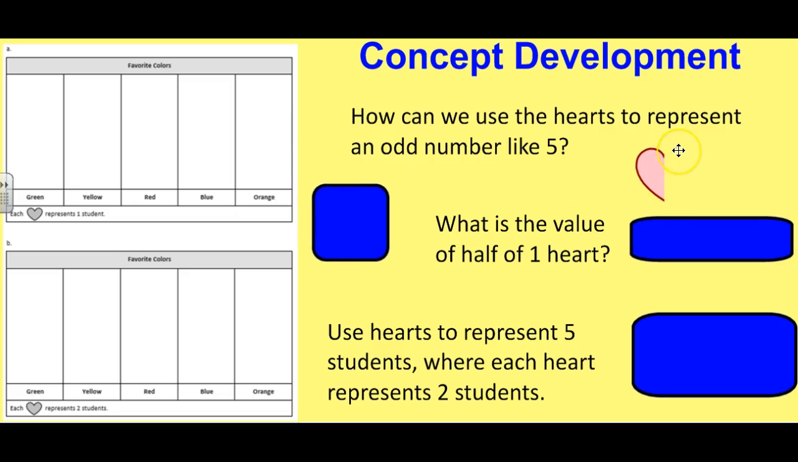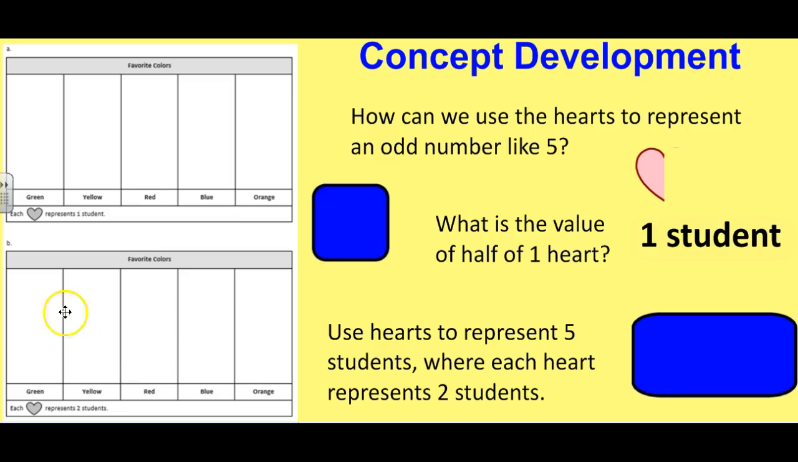So if a whole heart equals 2, then what's the value of just this half of a heart? Hopefully you were thinking that it was 1 student. So on your piece of paper, draw how many hearts I would have to put on my chart, that you may have to put on your chart, to show 5 students. If each heart represents 2 students, then how can I draw the hearts to show 5 students? So get that drawn on your paper and then push play.